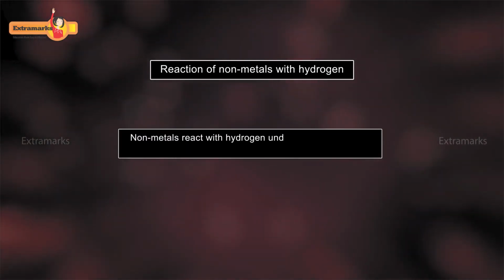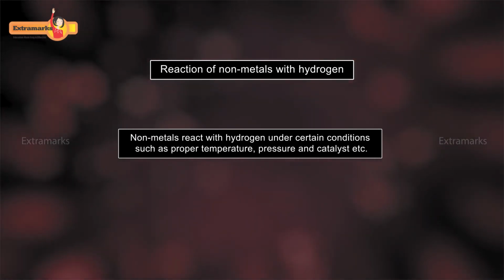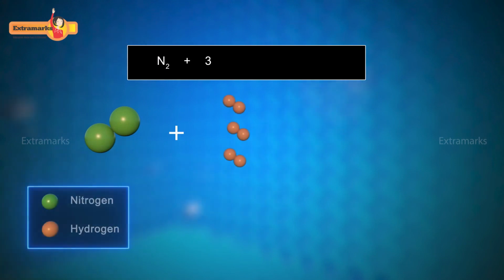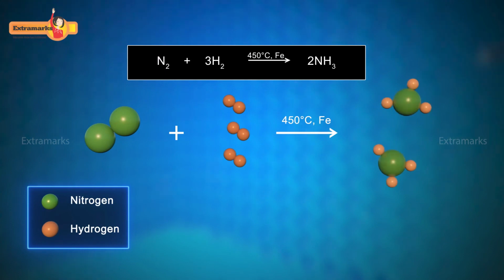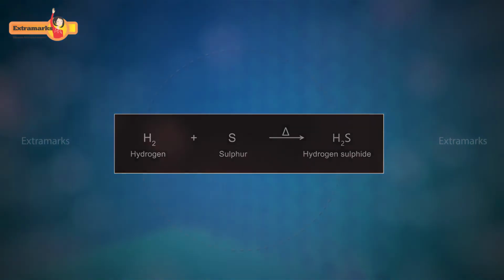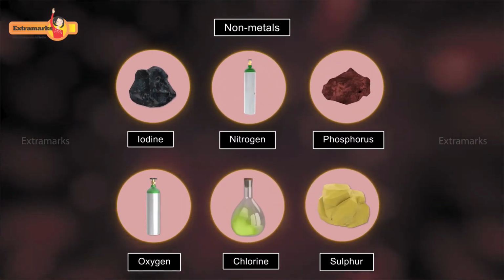Non-metals react with hydrogen under certain conditions such as proper temperature, pressure, and catalyst, etc. For example, nitrogen reacts with hydrogen at 450 degrees Celsius under high pressure and in the presence of iron to form ammonia gas. Similarly, sulfur reacts with hydrogen at high temperature and forms hydrogen sulfide gas. Although non-metals are less reactive as compared to metals, yet they are important to us.